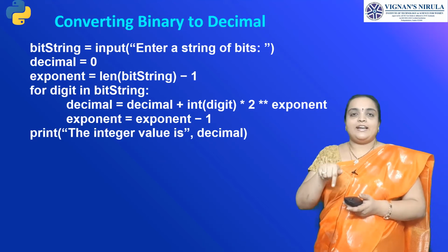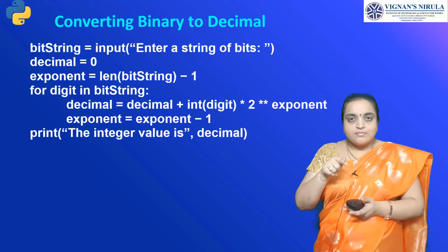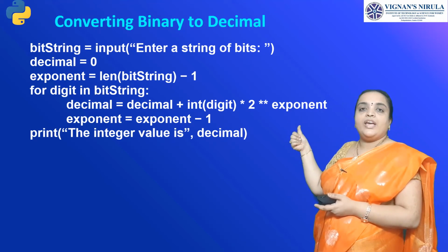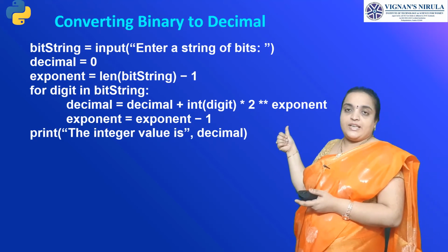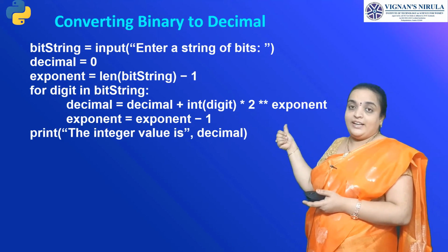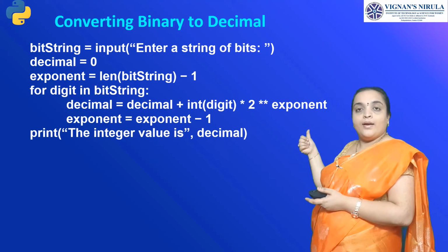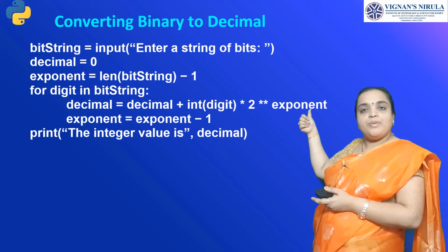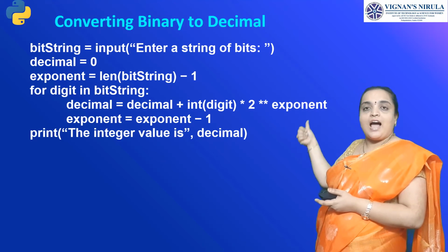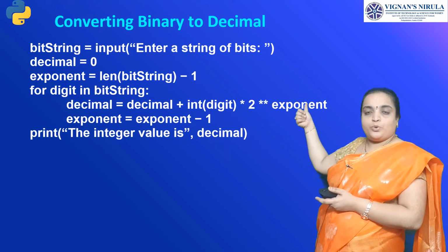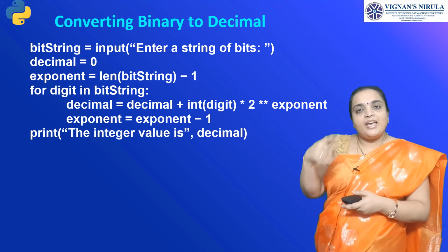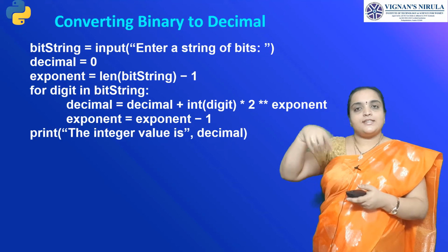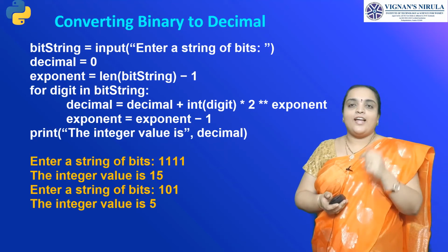We have to calculate the decimal number. So decimal is equal to decimal plus what you are doing? You are converting each digit, each character there, into an integer and multiplying by 2 power exponent. What will be the exponent? Initially the highest exponent, the length minus 1, will be there. Later on the exponent will be decremented throughout the string as the digits are completed. At last we will get the decimal value.